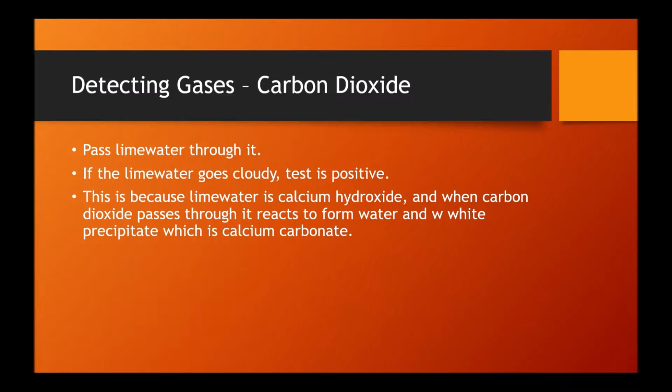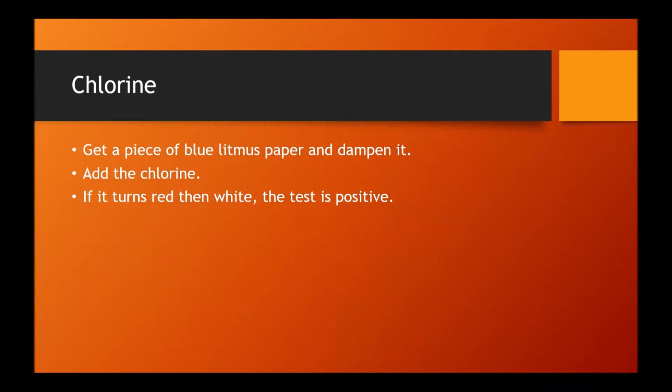And that's because lime water is actually calcium hydroxide. And when you pass carbon dioxide through it, the calcium hydroxide reacts with it to form water and calcium carbonate, which is a white precipitate, and that's what you can see making it turn cloudy.